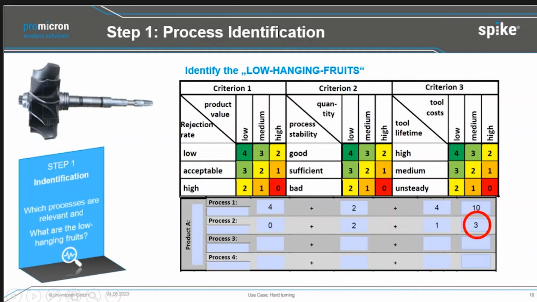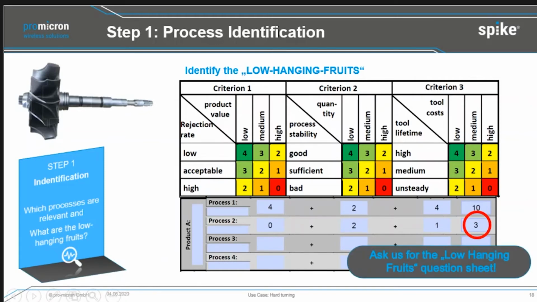We have a high rejection rate and a high product value. We also are in the middle area here, and we have either an unsteady tool life and medium tool costs, or high tool costs and medium tool lifetime. So we only come up with 3 points in this case. So this will be the process we'll have a closer look at in the first step.